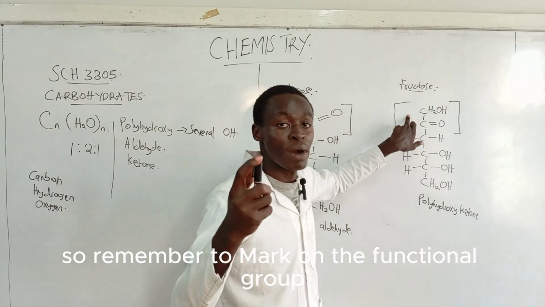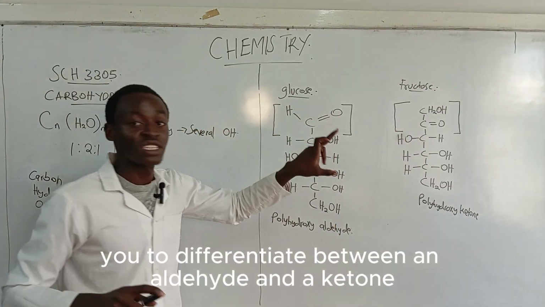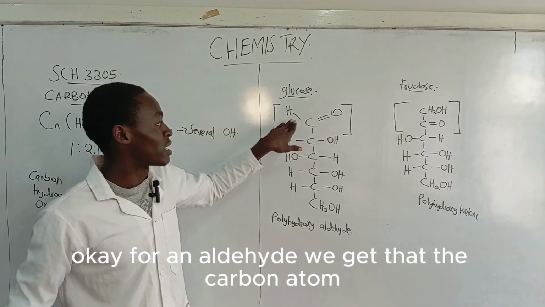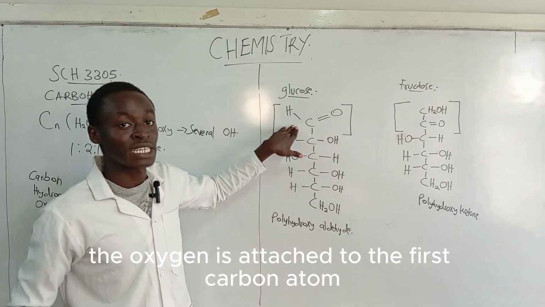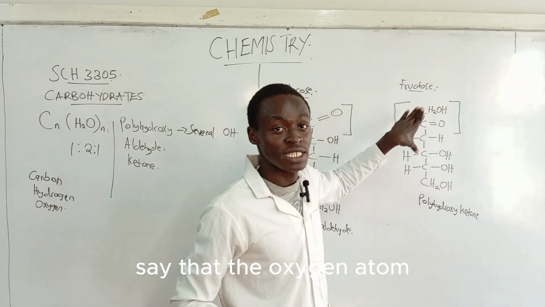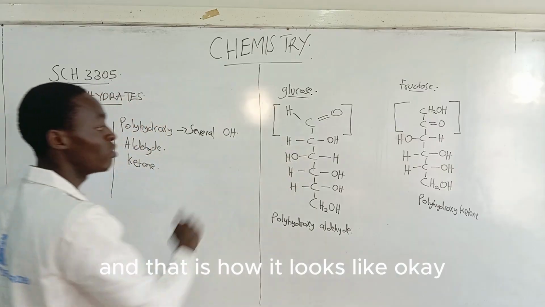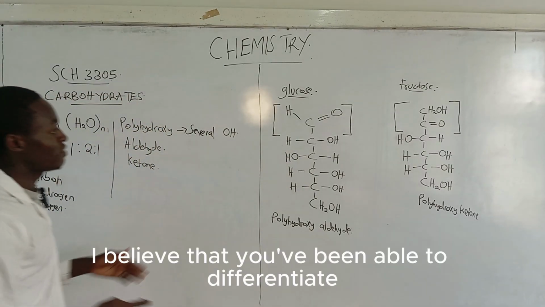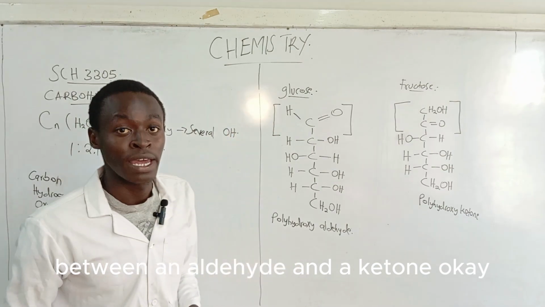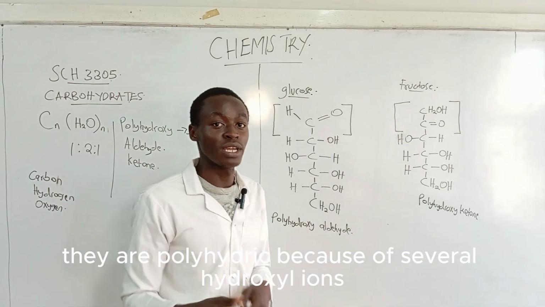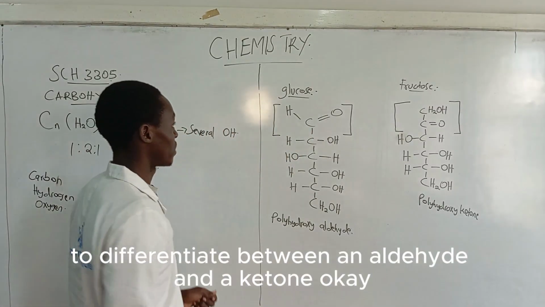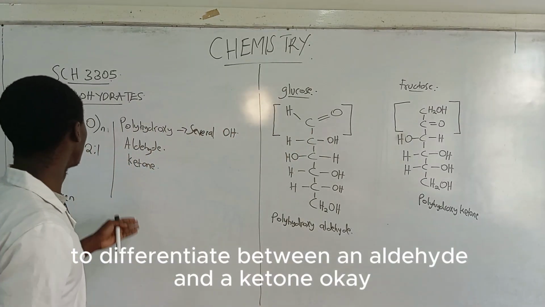Okay. So remember to mark on the functional group. It will enable you to differentiate between an aldehyde and a ketone. Okay. For an aldehyde, the oxygen is attached to the first carbon atom. But for a ketone group, the oxygen atom is attached to the second carbon atom. And that is how it looks like. Okay. Yeah, so I believe that you've been able to differentiate between an aldehyde and a ketone. Okay. And the reason as to why we said that carbohydrates are polyhydroxy is because of several hydroxide groups. Okay. So I believe that you've understood how to differentiate between an aldehyde and a ketone.